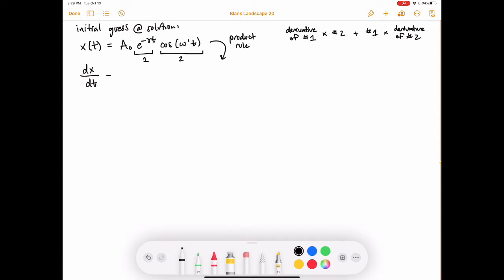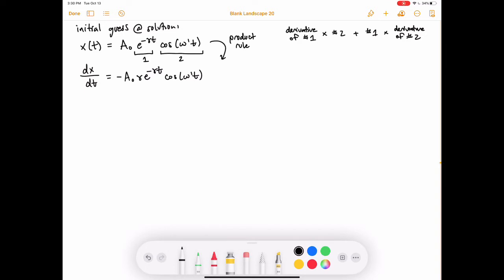Okay, so with that in mind, the derivative of the function we have here is, so we have a naught as a constant out front. Then we take the derivative of the first function, which is minus gamma times e to the minus gamma t. So in other words, we bring out a factor of minus gamma when we take the derivative of the first function. And then we just multiply by the second one, cosine omega prime t, just left alone.